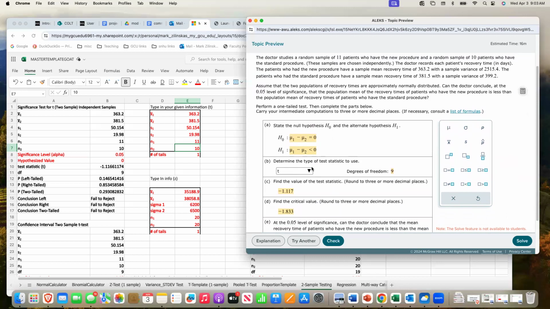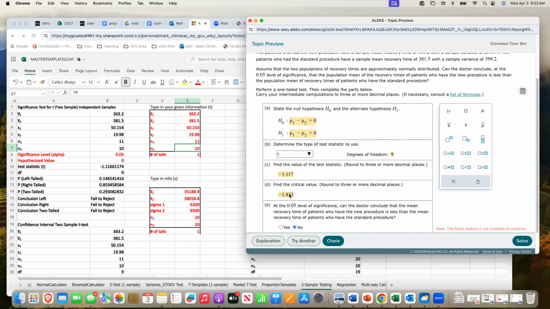All right. Degrees of freedom, if you remember, you take the two sample sizes, pick the smaller of the two, subtract 1 to get the degrees of freedom. It also does that for you over here if you forget that. So you just have to look at the right spot here. As far as the test statistic, again, all I have to do is look over here for my t statistic. So here it is, negative 1.117 rounded to 3 decimal places.